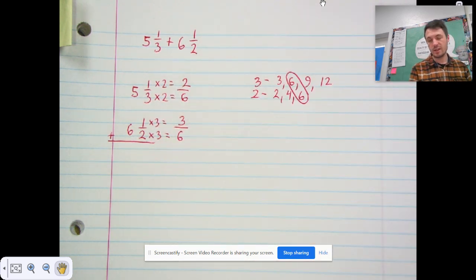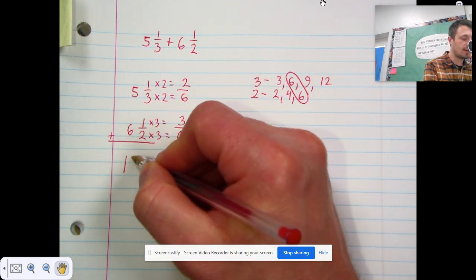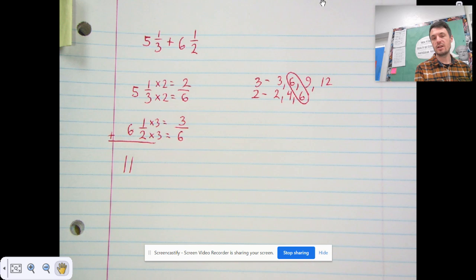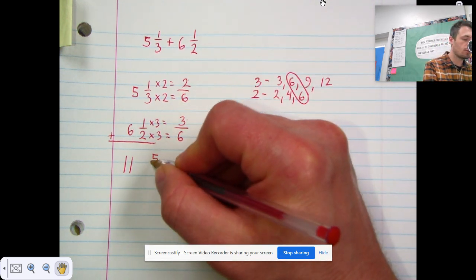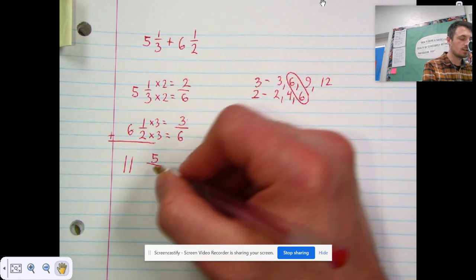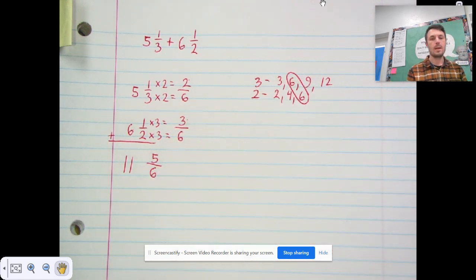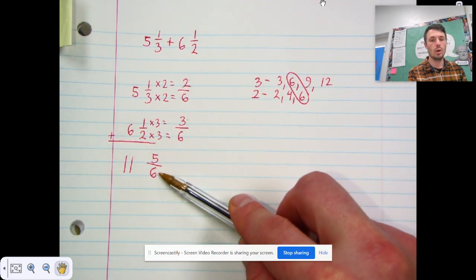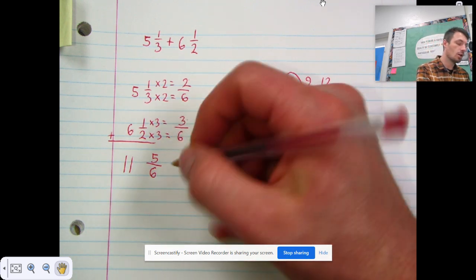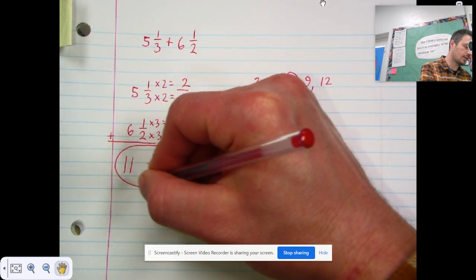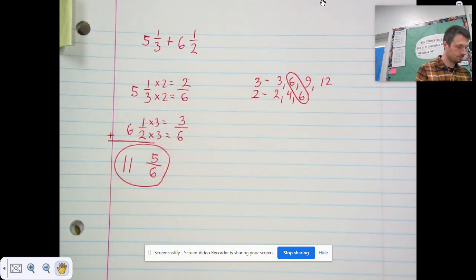And now step 2 is add the whole number part. 5 plus 6 is 11. Step 3 is add the fraction part. 2 plus 3 is 5. My denominator 6 stays the same. And 5 and 6 won't share any common factors, and it's not an improper fraction, so this answer is already in simplest form. Let's do a couple more examples together.